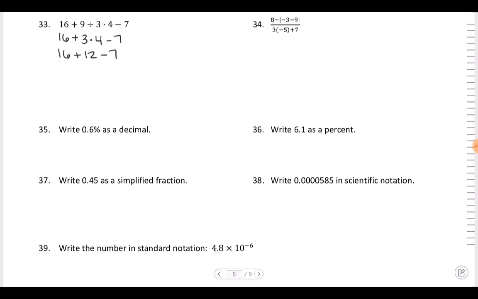Okay. Multiply and divide. Nope. I'm done with all of those. So now we go to add and subtract left to right. So 16 plus 12 is 28. And 28 minus 7 is 21.